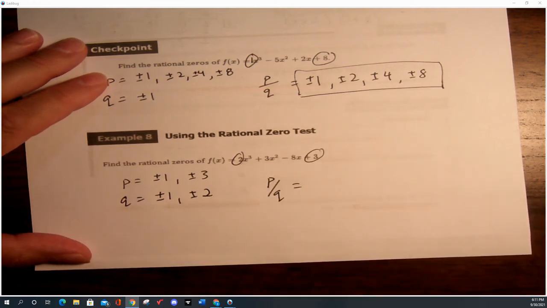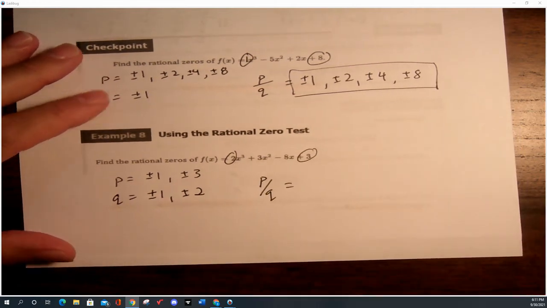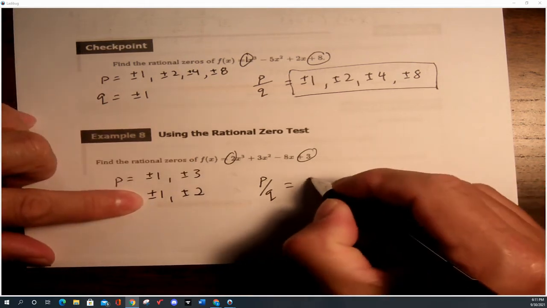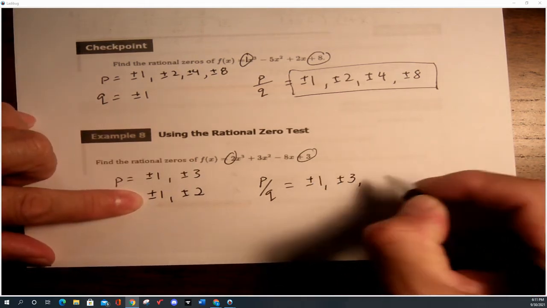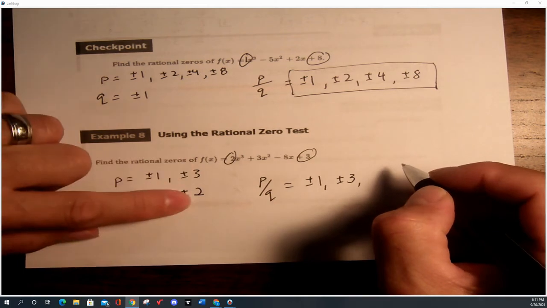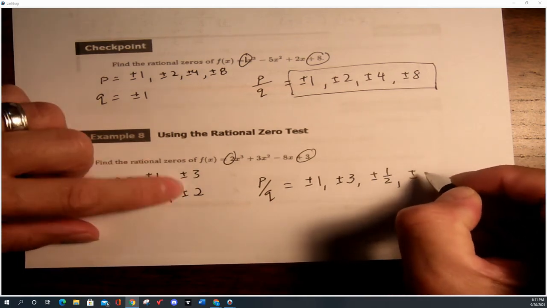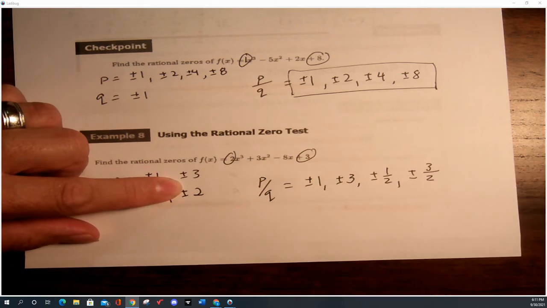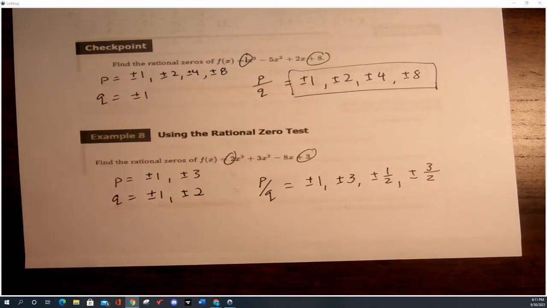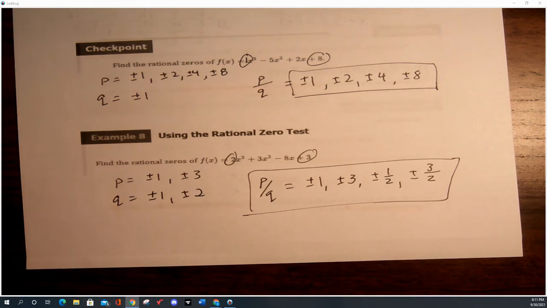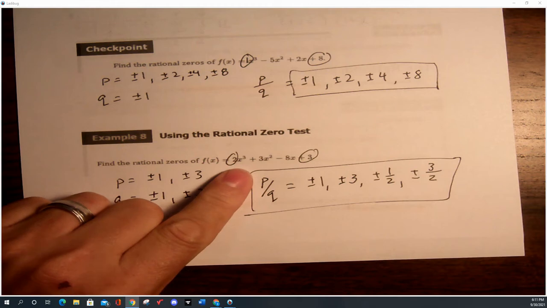Again, P over Q represents all the possible rational zeros for this particular polynomial. We'll do each one of these over 1, so that would be plus minus 1 and plus minus 3, and then each one of these over 2. So plus minus 1/2 and plus minus 3/2. Okay, so again, those are 8 possible rational zeros for that function, and only at most 3 of them could work because this is a third-degree polynomial.